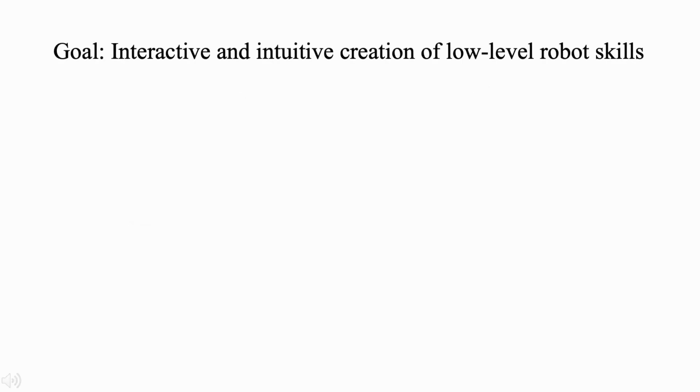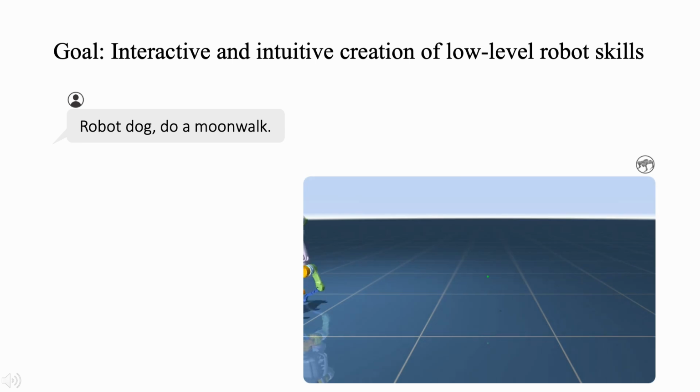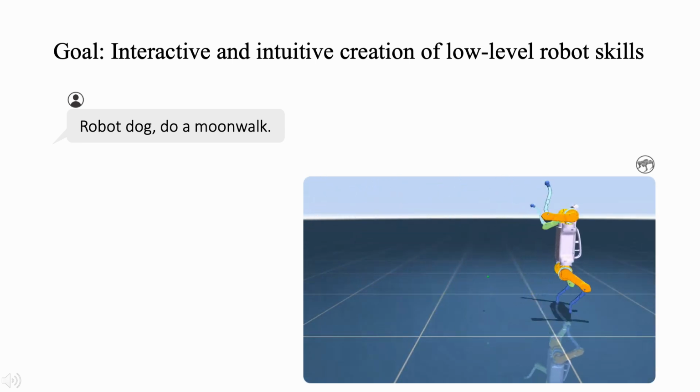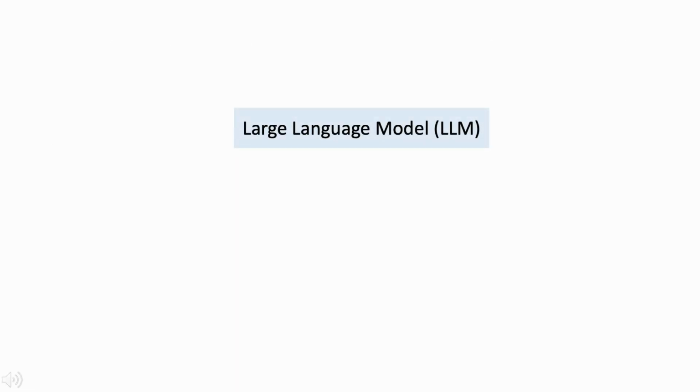The goal of this work is to enable interactive and intuitive creation of low-level robotic skills, such as instructing a quadruped robot to walk in a moonwalk style on 2 feet. A promising tool to achieve this goal is large language models.